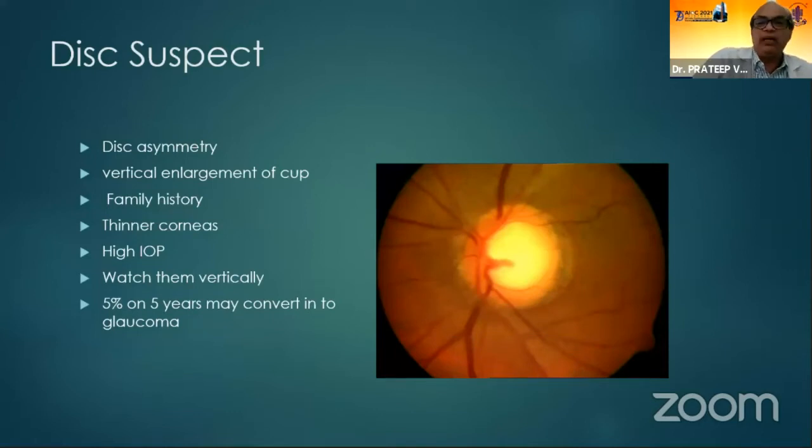So in the disc suspect, there may be a disc asymmetry. One disc might be a little large, one disc might be a little small, but you have to be careful. It could be a traumatic glaucoma, and because of that, this might be progressing. Then there is a vertical enlargement of the cup, where you have to be very careful because it is one of the risk factors. The family history of glaucoma is also a red flag, and you have to be very careful. In the thinner cornea, Lokesh was telling about that. Yes, you have to be very careful if the patient has a thin cornea and a suspicious disc, and if the presenting IOP is very high.